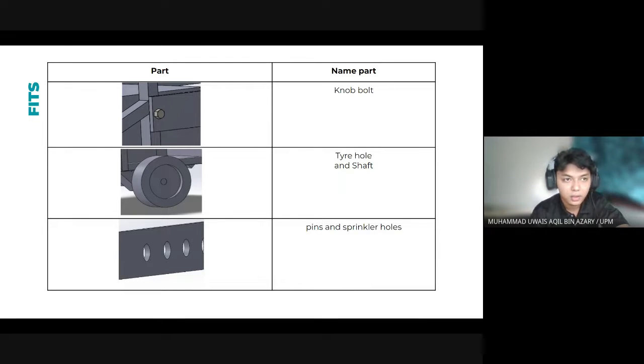So we need to force the shaft into the tire hole so that it is not moving while we move our products. That's it. That's all from us.